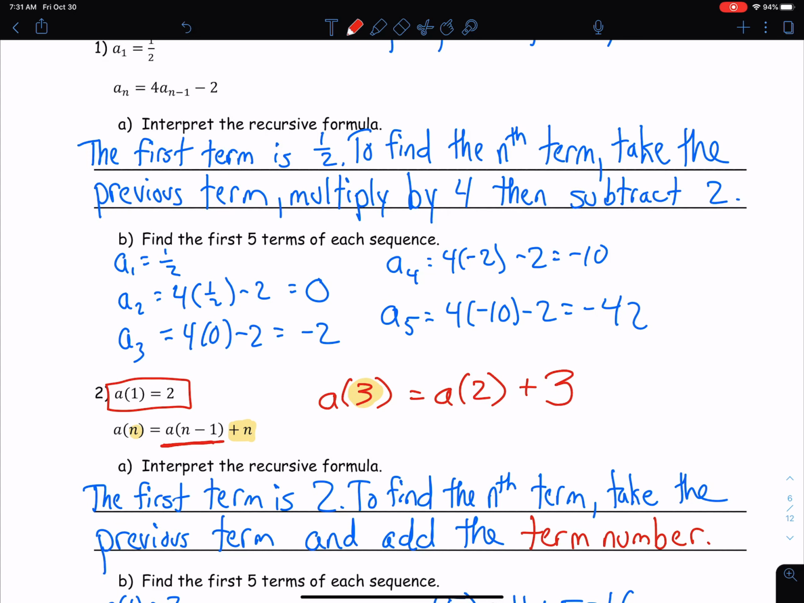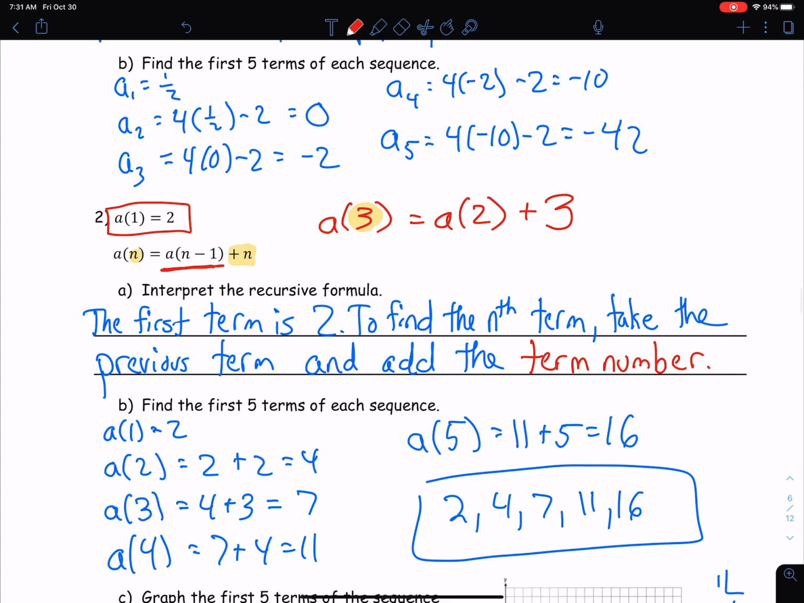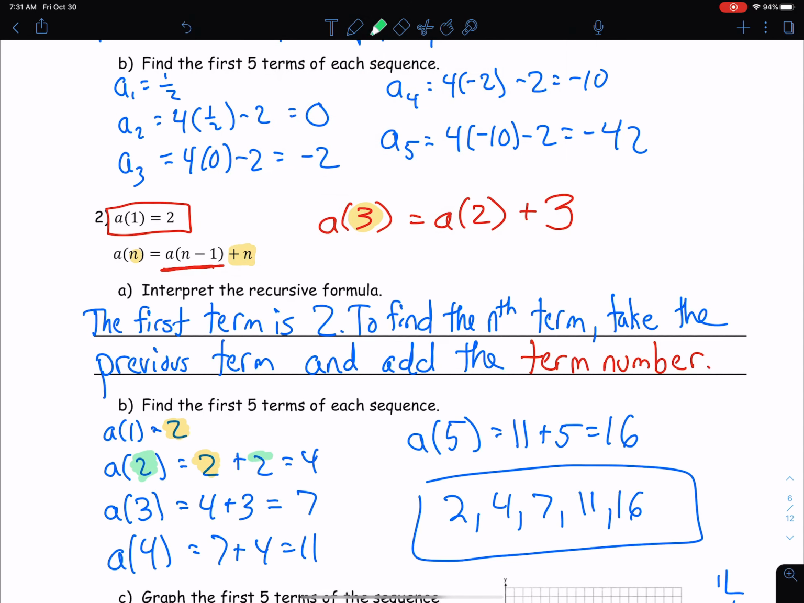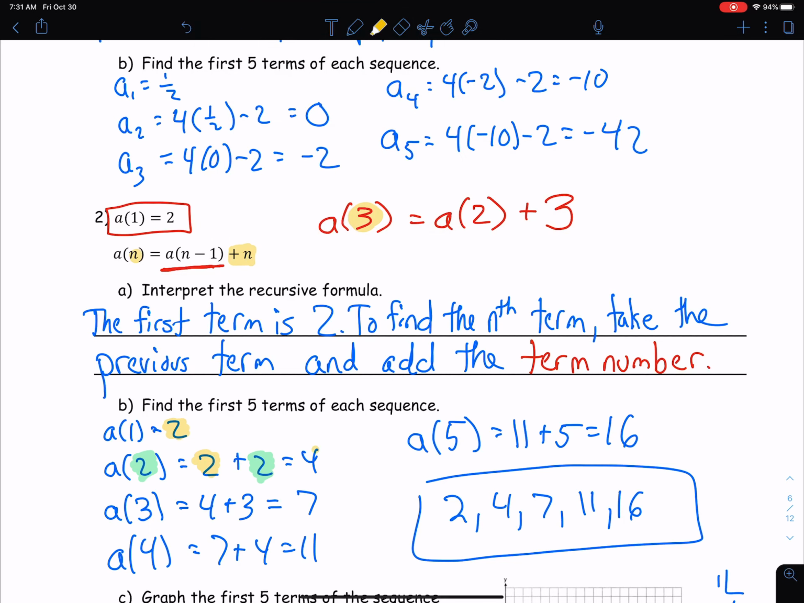So to find the nth term, you take the previous term, which is a of n minus 1, and you're adding the term number. So not the actual term, but the ordered number. So if it's the third in order, you would add 3 there. And here's what the work would look like for that. So the first term is 2, and then notice to find a of 2, well, the previous term was 2, so you take the previous term and add it to the term number, which in this case is 2, again. And then similarly, for a of 3, you take a of 2, which is the previous term, which was 4, and then you're adding the term number.